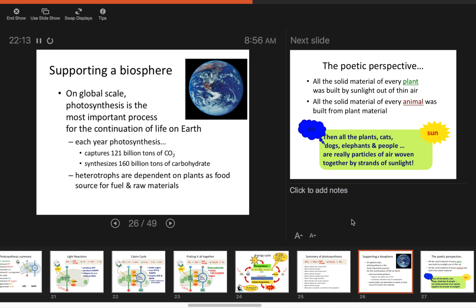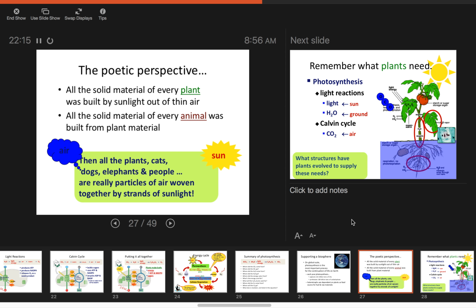So in a poetic perspective, all the solid material of every plant was built by sunlight out of thin air. That's kind of cool. All the solid material of every animal was built from plant material. So really, we're just particles of air woven together by strands of light.